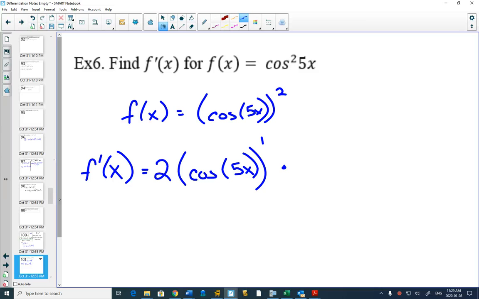So if I want to do the derivative of the inside function, which is another chain rule, I now have a new outside function and a new inside function. Cos is on the outside, 5x is on the inside. So the derivative of cos, negative sine, keep the inside the same, multiply by the derivative of the inside.